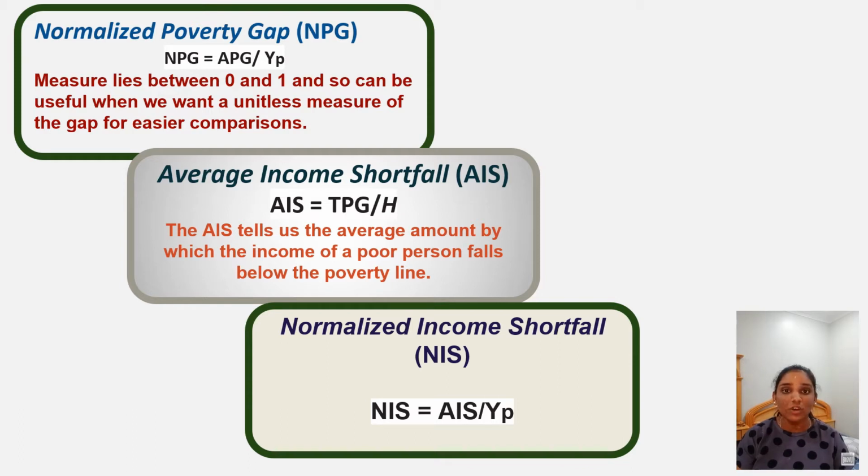gap for easier comparison. Another important poverty gap measure is the average income shortfall, which is AIS, which is the total poverty gap divided by the headcount of the poor. AIS equals TPG over H. The AIS tells us the average amount by which the income of a poor person falls below the poverty line. This measure can also be divided by the poverty line to yield a fractional measure, the normalized income shortfall, which is NIS. NIS equals AIS divided by YP.